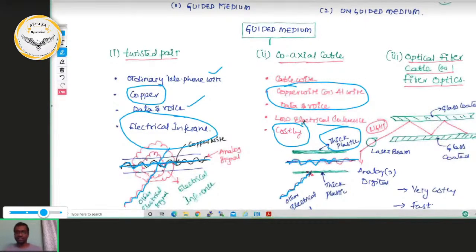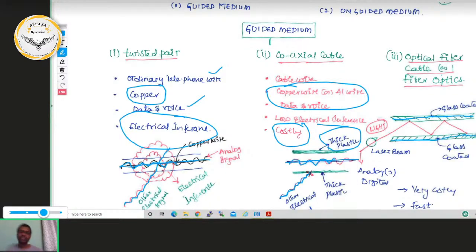Now after that we have an optical fiber cable. So the optical fiber cable, how does it work? The thickness of this particular optical fiber cable is very thin. If you take one hair, the diameter of one hair is the size of an optical fiber. So it's very thin. However, for the purpose of understanding, I have extended it a little bit. So you have a glass coating material outside, upside and downside.